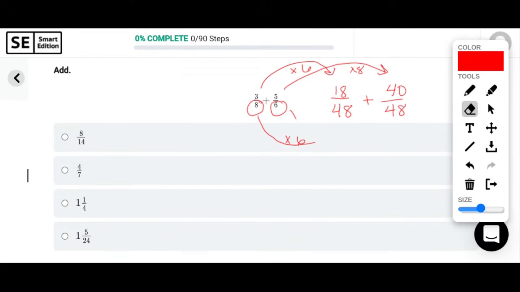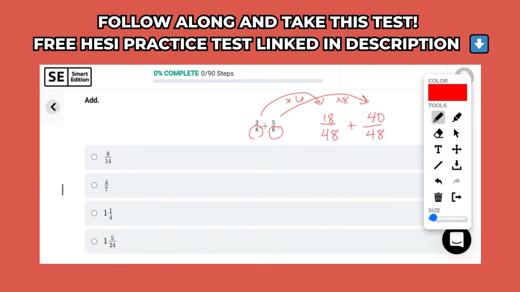Let me just get this out of the way. And I'm going to add because now I have a common denominator. So 18 plus 40 would be 58. So 58 48ths is my answer.